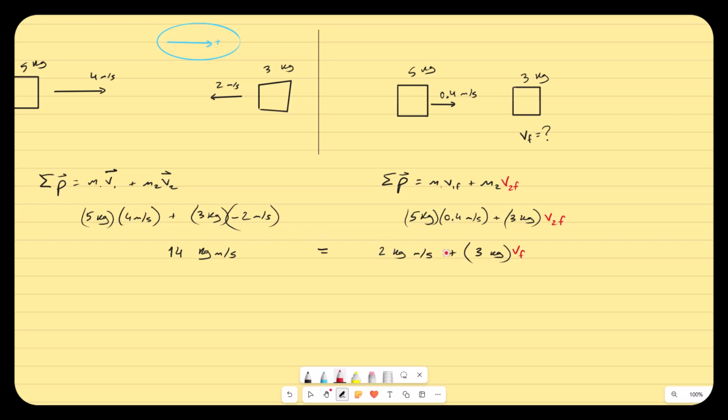I've done 2, so this thing's going to have to be positive. 14 minus 2, that's 12, equals 3 kilograms times V final. So V final must be, 3 times 4 gives me 12, 4 meters per second. It's not really any more complicated, except I now have 2 terms over here on the right side instead of having the 1.